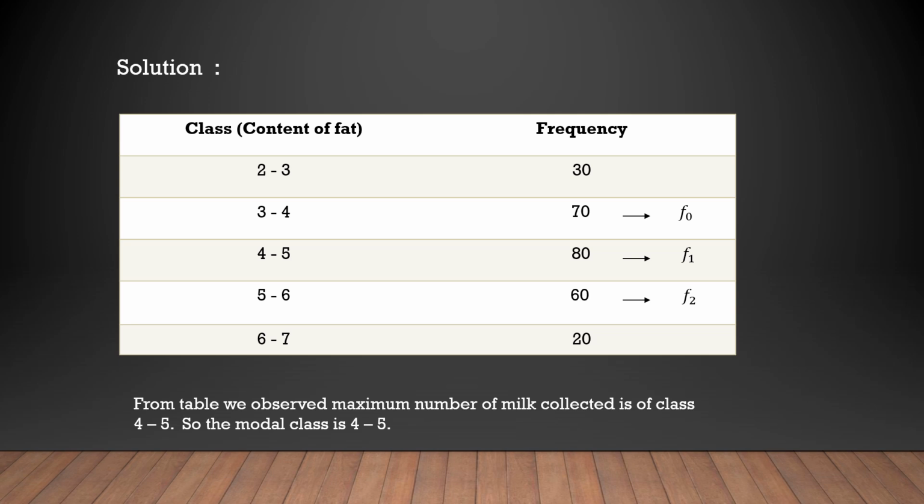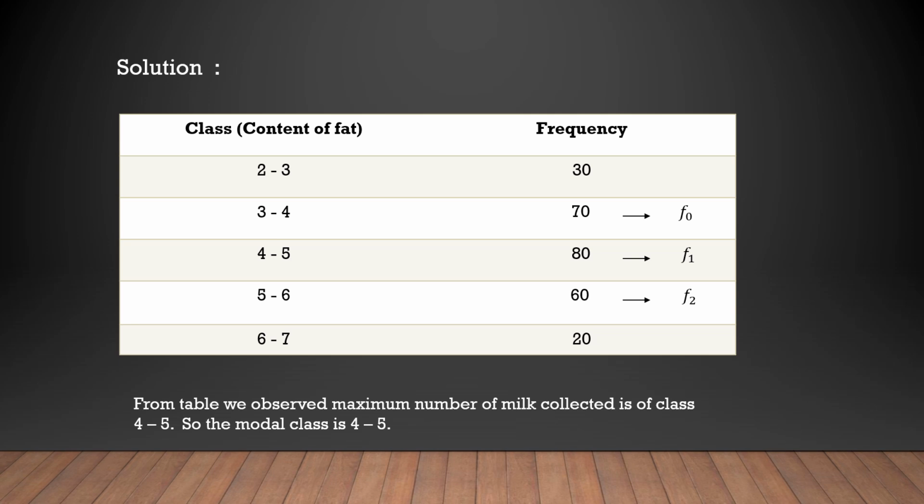Solution is, to find mode we draw two columns. The first column is for the class, content of fat, and the second column for the frequency. Both pieces of information are given in the question. So first we write all the values. Classes start from 2: 2 to 3, 3 to 4, 4 to 5, 5 to 6 and 6 to 7. Frequencies are 30, 70, 80, 60 and 20.